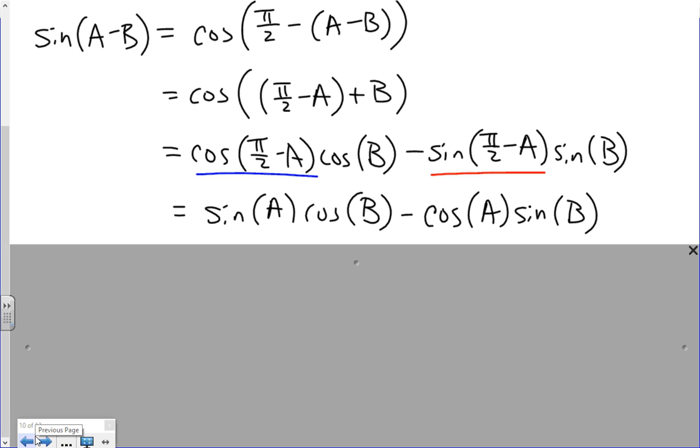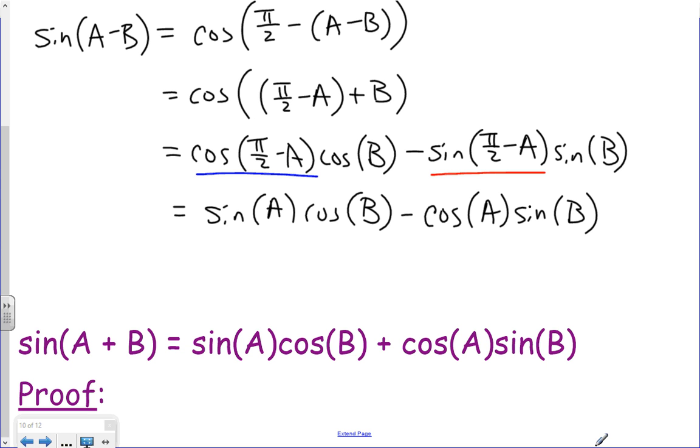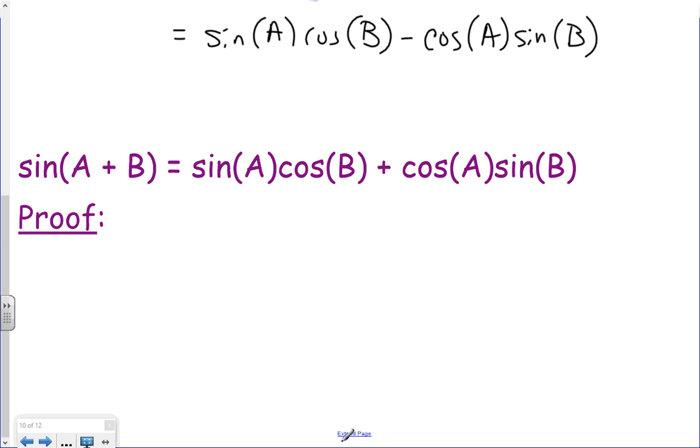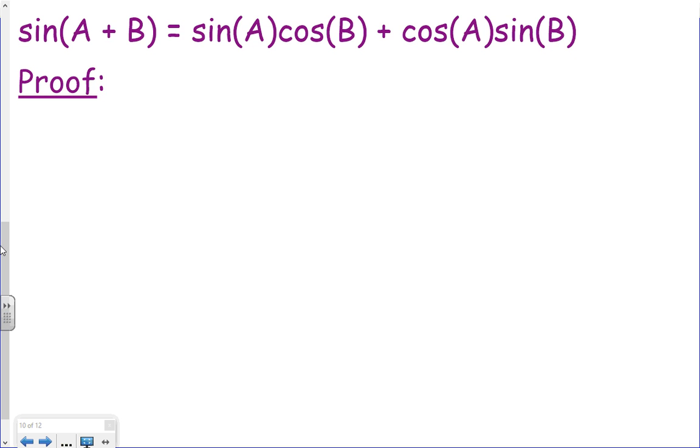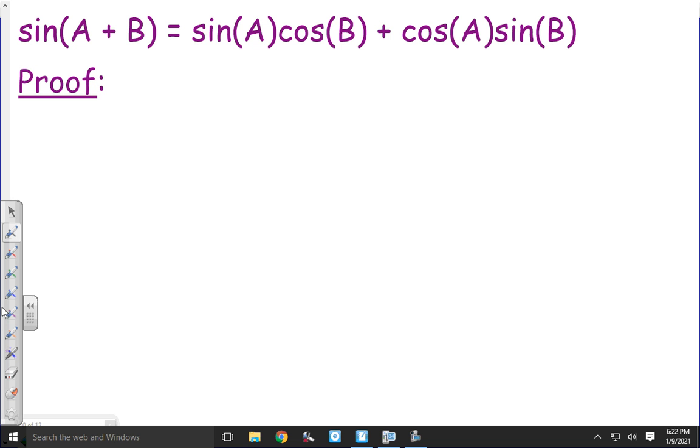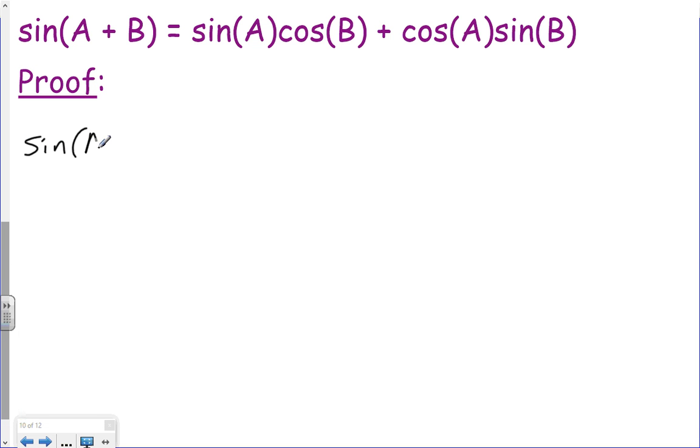All right, the fourth property is just the sum of A and B, the sine of A plus B. And now that we've done this for cosine, we should have a pretty good idea of how we're going to go about this. That if I can rewrite this as a difference, I can use the property that I just proved right up above here. So the sine of A plus B can be rewritten as the sine of A minus the opposite of B.